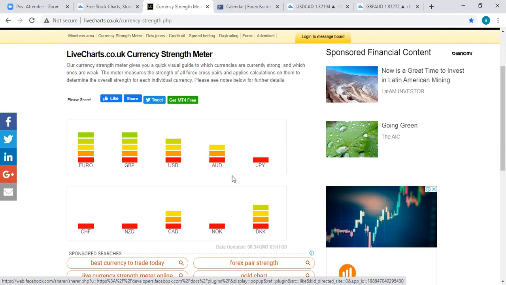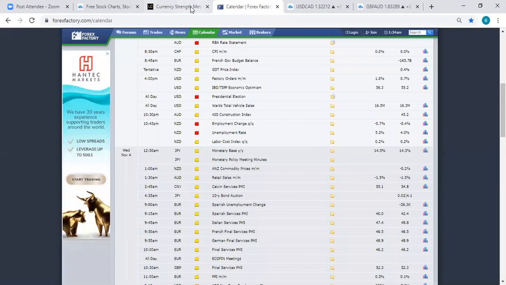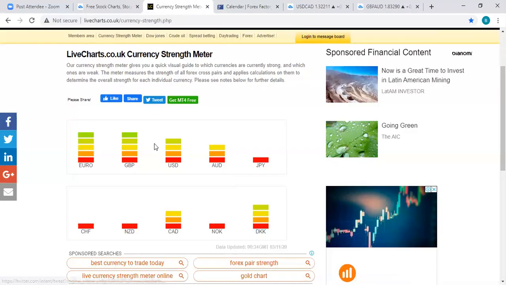You understand that? So, two things you want to do before you trade. Two important things about fundamental analysis. I want to first of all check the news, and then I want to check my currency strength. Now, this currency strength is updated every 5 minutes. So every 5 minutes, you want to come here and refresh.